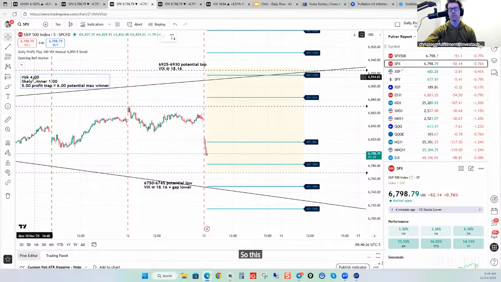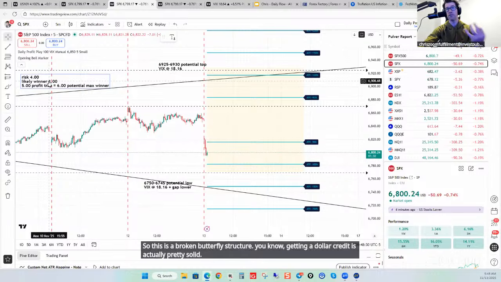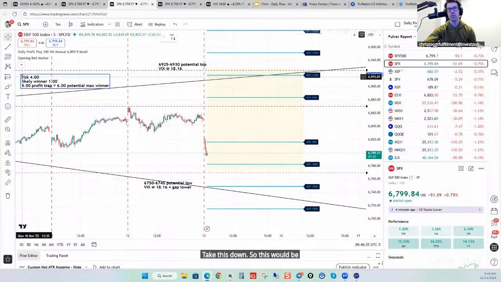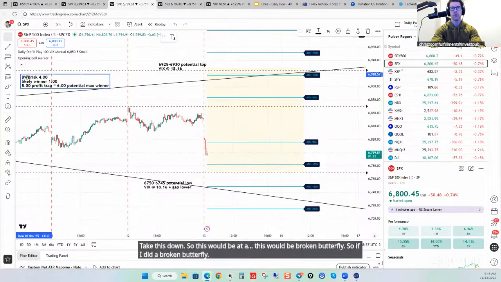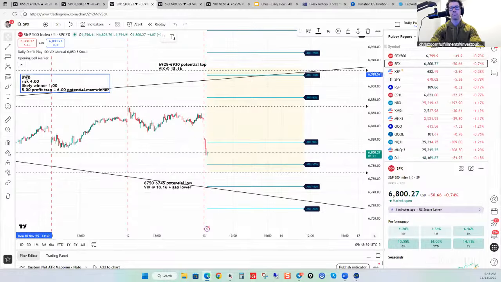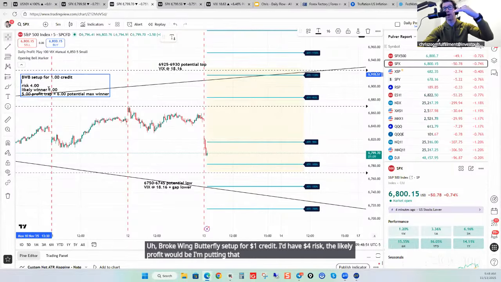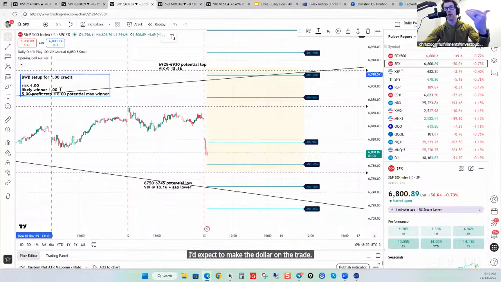So this is a broken wing butterfly structure. Getting $1 credit is actually pretty solid. If I get $1.50 to $2 credit, take this down. So if I did a broken wing butterfly setup for $1 credit, I'd have $4 risk. The likely profit would be, I'm putting that at a high probability top or bottom. I'd expect to make the dollar on the trade. I also have a profit trap in case price is going to test that high or low.